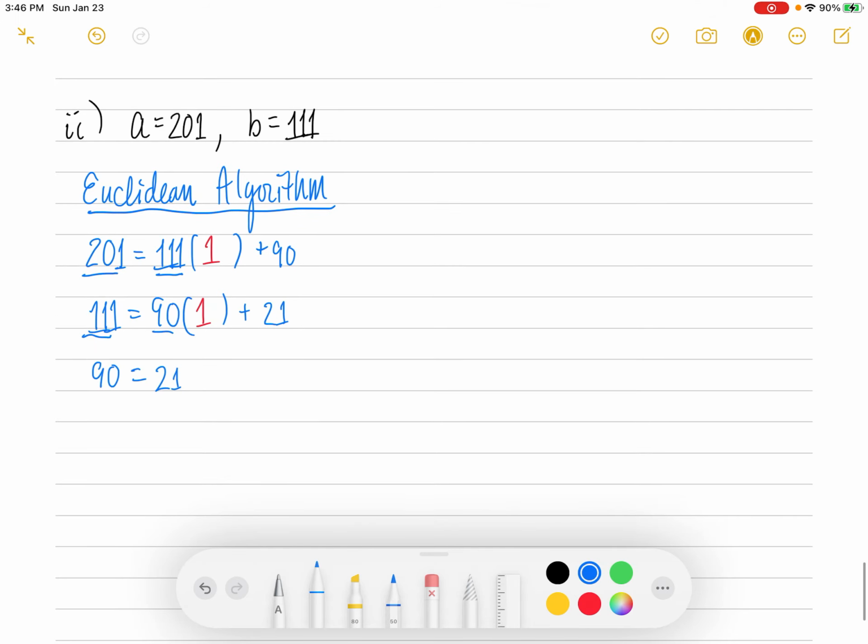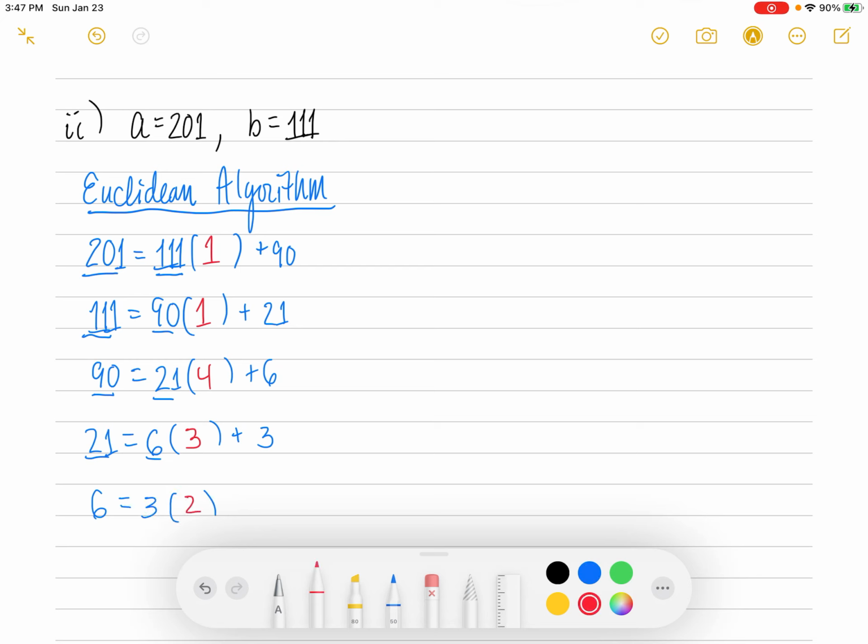Underline 111 and 90. Now I'm going to take 90 and divide the new remainder 21 into it. That's going to be, I believe, 4 plus a remainder of 6. I'm going to underline the 90 and the 21. Now I'm going to take 21 and divide 6 into it. We're going to get a quotient of 3 and a remainder of 3. So I'm going to underline my numbers 21 and 6.